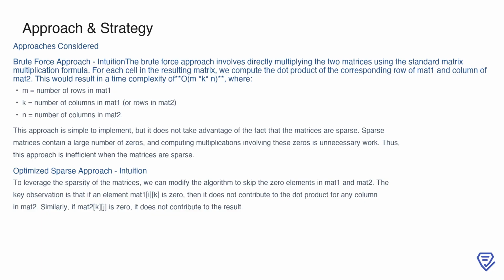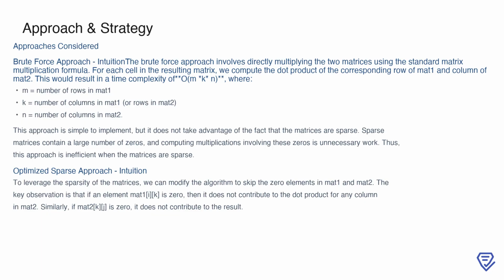This works fine for dense matrices, but it becomes highly inefficient for sparse matrices, which contain a significant number of zeros. Since multiplying by zero doesn't contribute to the result, this approach ends up wasting a lot of computational effort on redundant calculations.